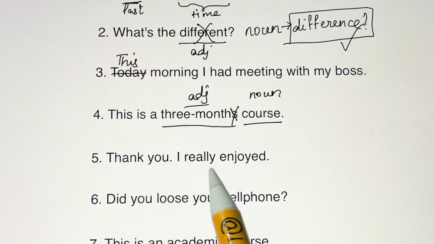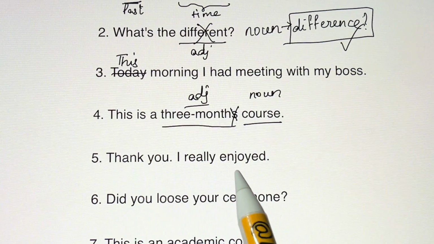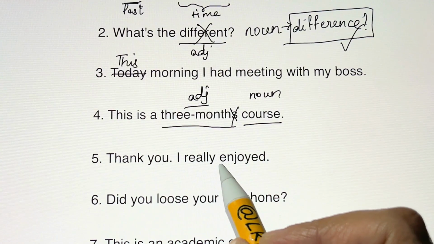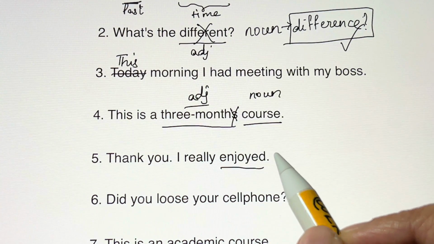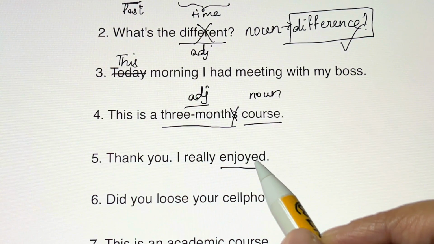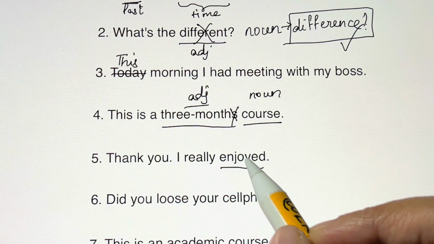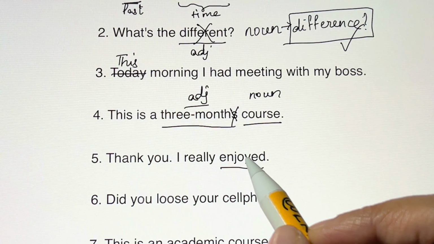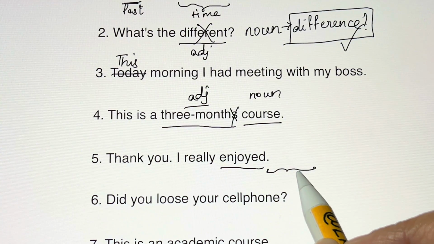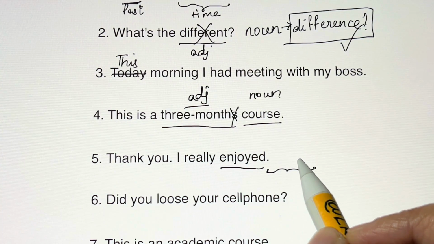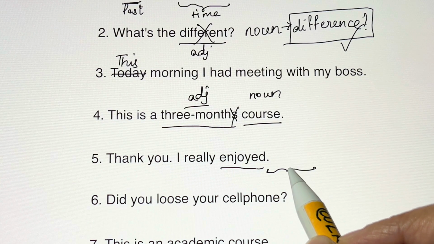Number 5. Thank you. I've really enjoyed. What's wrong with that? Well, the problem is here. First of all, enjoy is a transitive verb as well as a reflexive verb. So enjoyed is a reflexive verb. So you would need to say I really enjoyed myself. There should be something after that, there should be a reflexive pronoun or a direct object here.